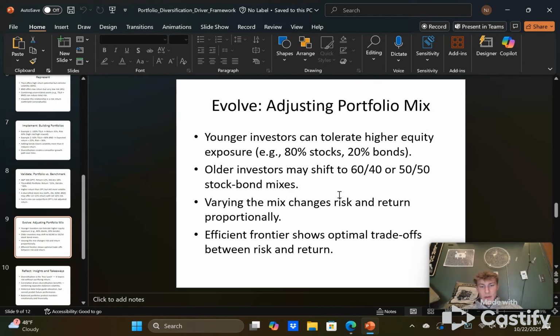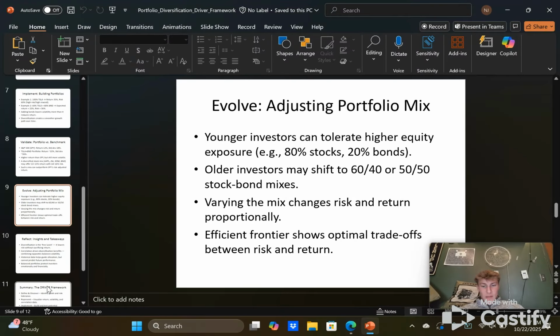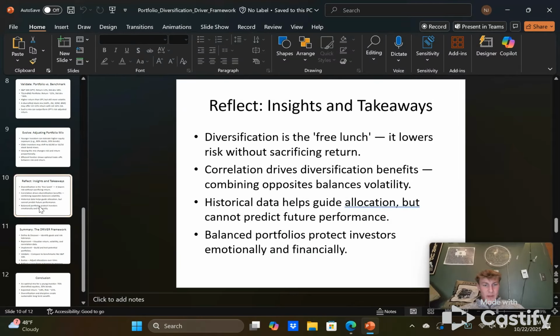So when you get a bit older, losing all that money at an old age, there's nothing you can really do. I mean, if you're retired, you're not really working, so I don't really know what you would do in that case. So varying these mixes changes risk and return, and you want to do that proportionally. And then the efficient frontier shows optimal trade-offs between risk and return. So diversification is kind of like the free lunch, so to speak, as it lowers risk without sacrificing return. And correlation, or the p-values we showed before, were kind of driving these diversification benefits.